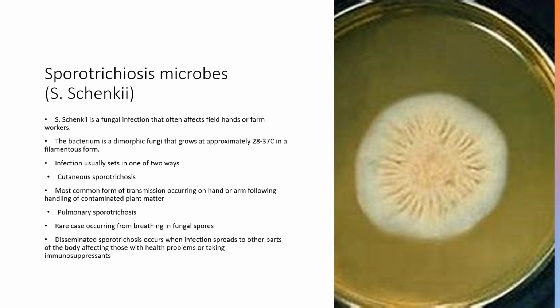Infections are often caused by touching the contaminated matter, either with or without cuts present on your hands, or by breathing in the spores while handling any contaminated plant matter. Most severe cases will be pulmonary sporotrichosis, and if it spreads to any other part, it becomes disseminated sporotrichosis, which is often most detrimental to those that have pre-existing health conditions or are currently on immunosuppressants.